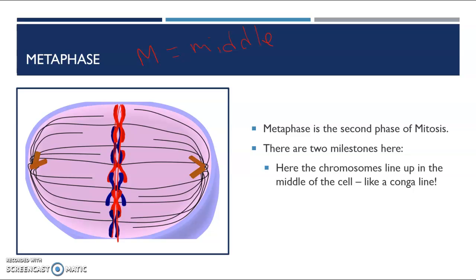So metaphase, you're meeting in the middle. Then your second milestone is that these microtubules, or your spindle fibers, are attaching to the centromeres. If you look closely, this one coming from the right is going to attach to that centromere there. This coming from the left is going to attach to the left side of the centromere. So we have 1 microtubule on the left, 1 microtubule on the right. That's important because now we're going to move into anaphase.